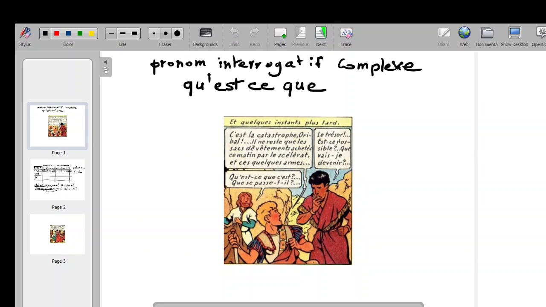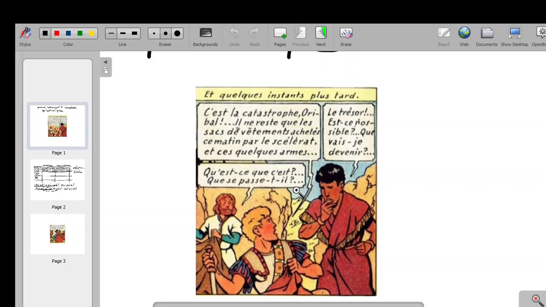Okay, so let me just increase the size. That's good enough, I think. So I'm going to translate first. So you read in this order. This one first, that one, and then that one. Or maybe it's this order. Hold on, maybe it's this one first, that one, and then that one. Yeah, I think it's correct. Okay, so et quelques instants plus tard, and a few moments later, et quelques instants, so il y a liaison here, quelques instants plus tard.